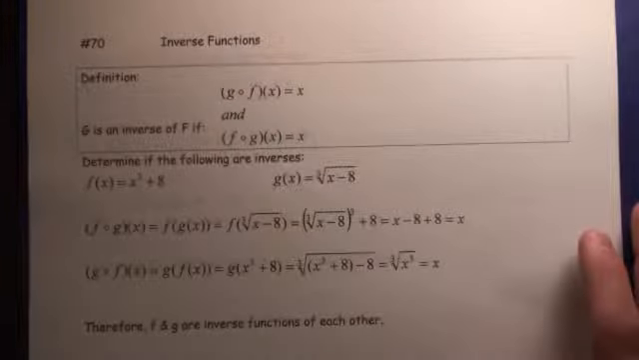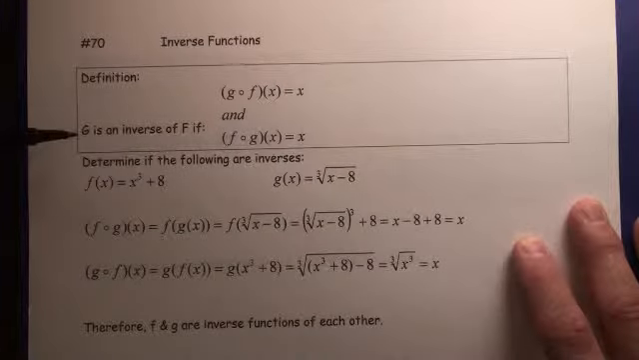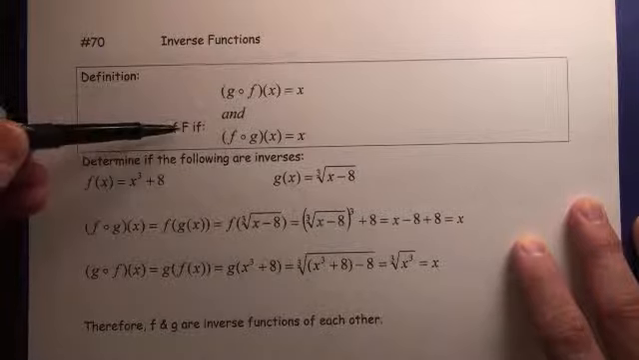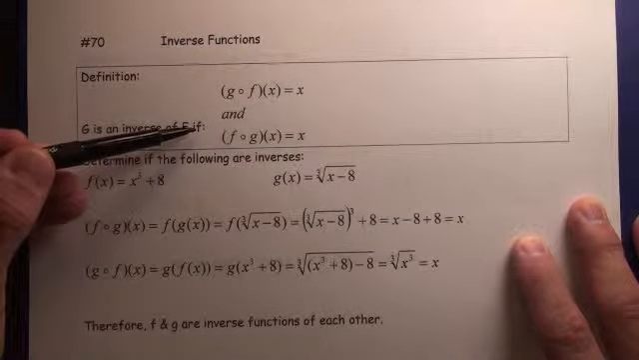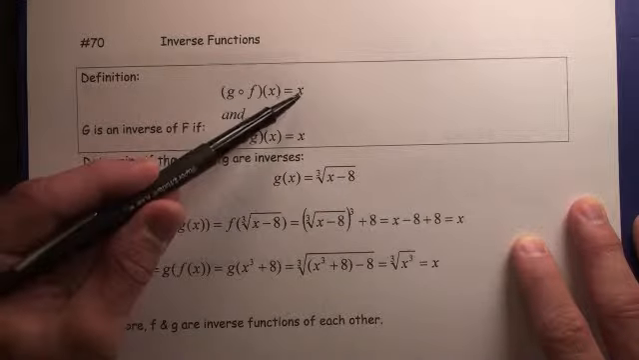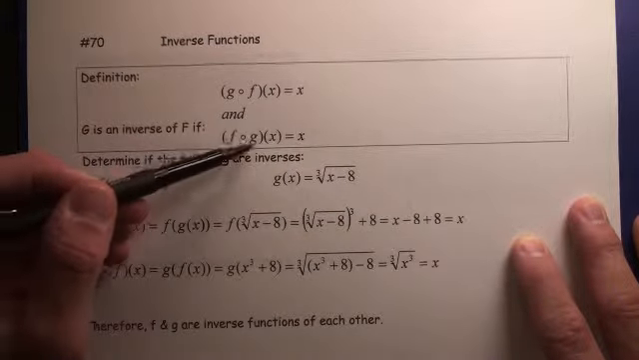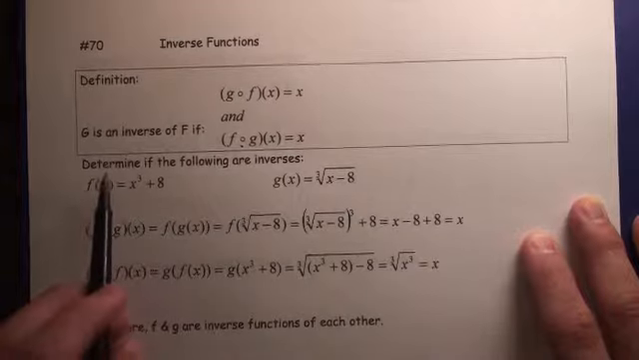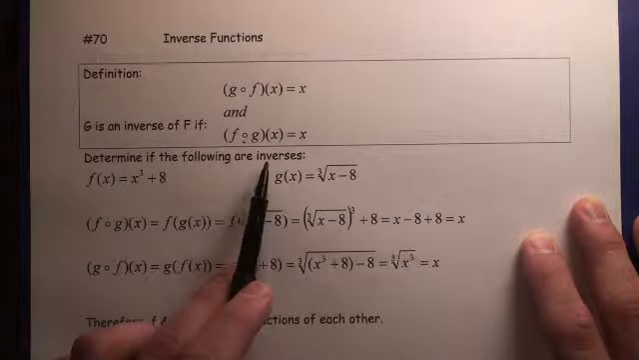Video number 70, inverse functions. The definition of an inverse is: G is an inverse of F, and the other way around, if both these things are true. We would need G compose F of X to equal X, and F compose G of X to equal X. So, determine if the following are inverses.